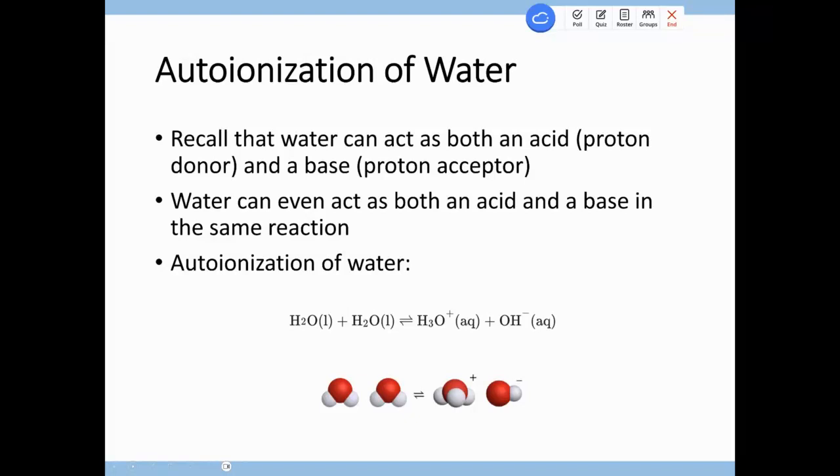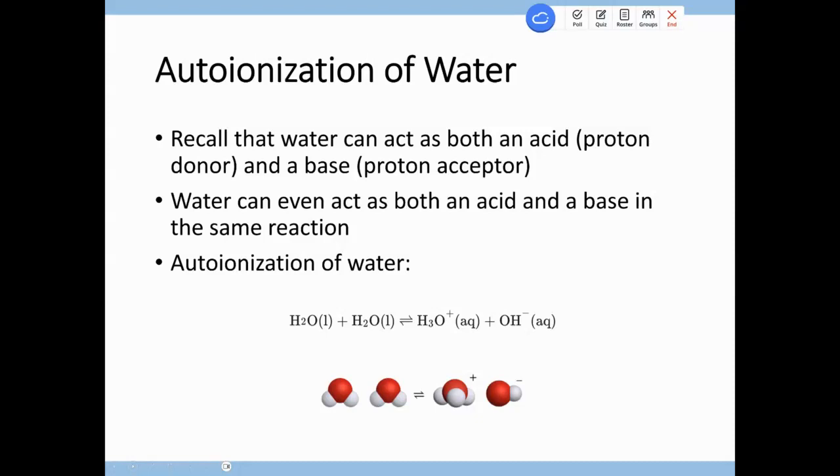If all that's present is pure H2O, it can still act as a base and as an acid. So in the same reaction with just H2O, our acid and our base are both H2O. One of the water molecules can donate a hydrogen and the other one can accept a hydrogen, and we form H3O+ and OH-. So in this particle picture, we have two H2O molecules. One of them gains a hydrogen. This is H3O+. One of them lost a hydrogen. This is OH-.